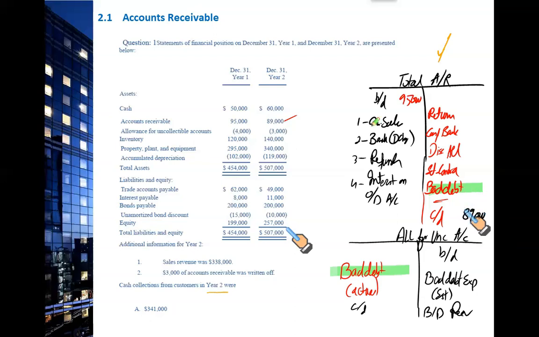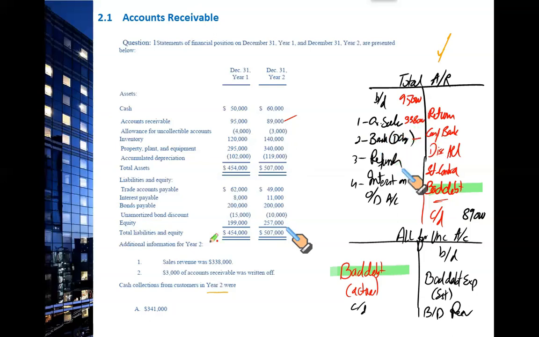All right, then credit sales. Have we been given credit sales? Yes, credit sale is 338. Plug it in. Credit sale is 338,000. Do we have any dishonored checks?